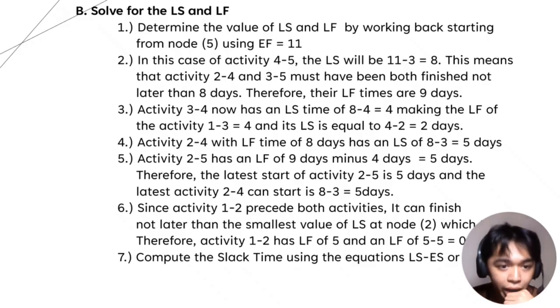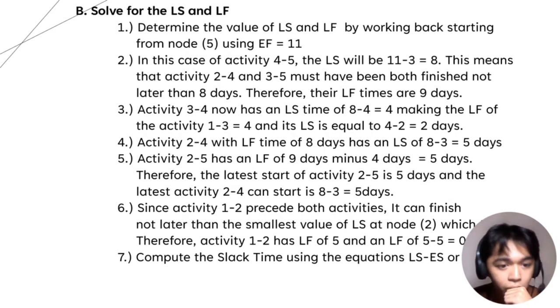B. Solve for the LS and LF. So number 1, determine the values of LS and LF by working back starting from the final node using EF equals 11. Number 2, in this case of activity 4 to 5, the LS will be 11 minus 3 equals 8. This means that activity 2 to 4 and 3 to 4 must have both finished not later than 8 days. Therefore, their LF times are 8 days.